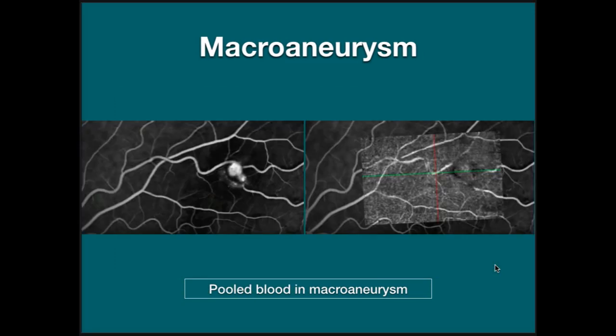Here's a retinal arteriolar macroaneurysm, again left on dye-based angiography, right on OCT angiography of the same location in the same eye. And again, you'll notice that the OCT angiography is not able to really visualize the macroaneurysm, again because the blood is not moving within that pouching of the blood vessel.